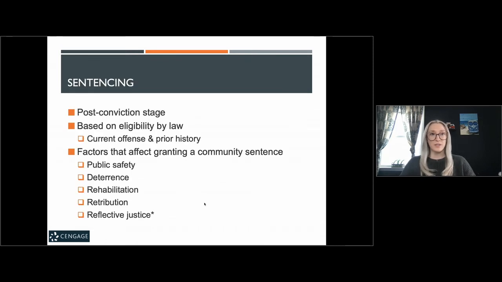Now we get into sentencing. So sentencing is the post-conviction stage. After a defendant has been found guilty, they're now going to come before a judge for their formal sentencing.